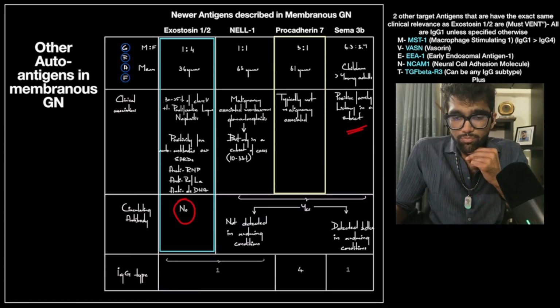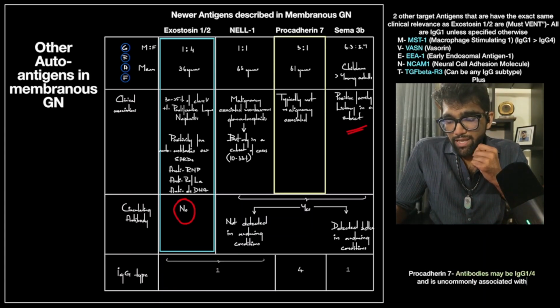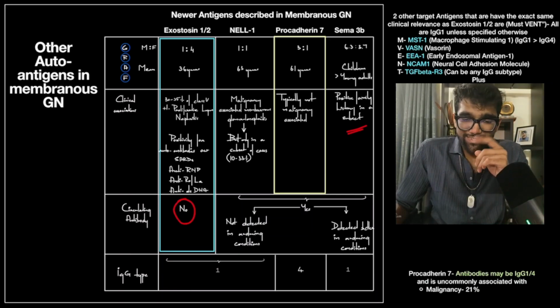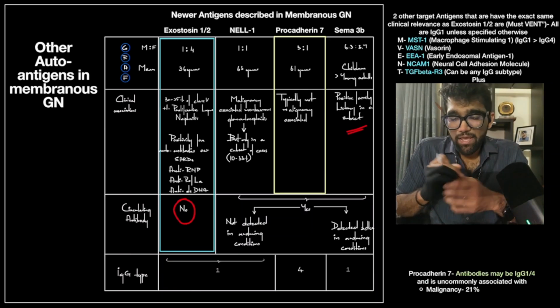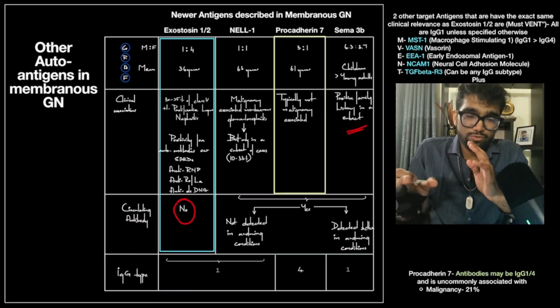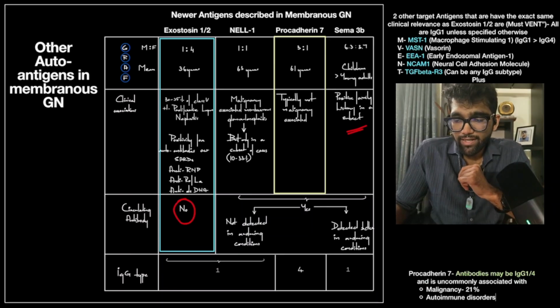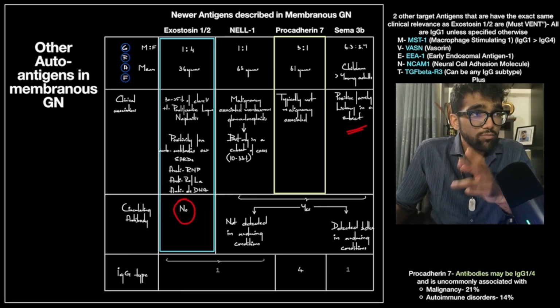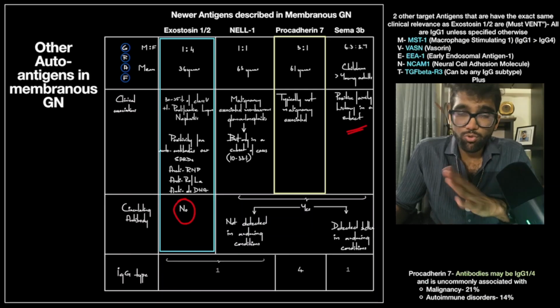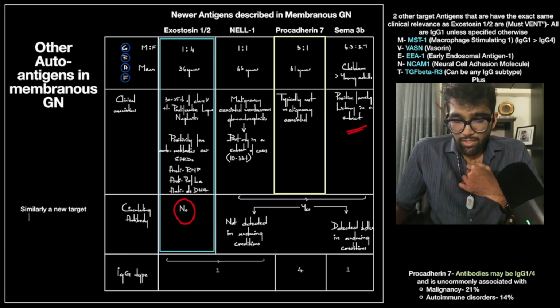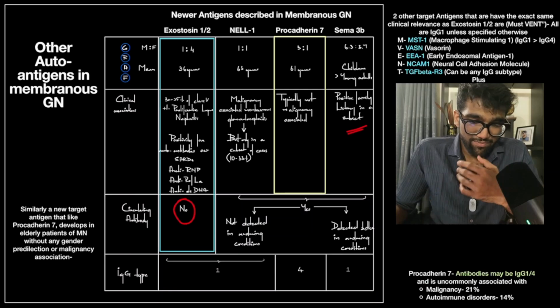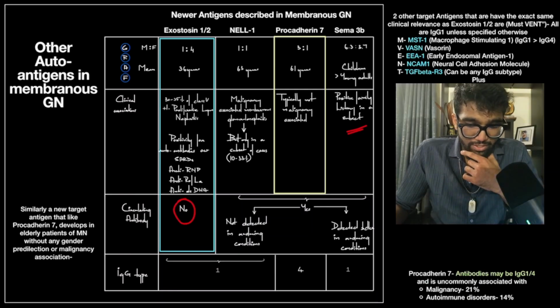Okay. Now, procalcitonin 7 antibodies may be IgG4 and IgG1 or IgG4, and it is commonly associated with malignancy, which is in 21% of cases. Now, I just said that it is not associated with malignancy, okay, but sometimes it is. So, it is less so, and the death knell, that is NEL1 antibody positivity, it is in 21% cases, it is associated with that, and autoimmune disorders are associated with procalcitonin 7 antibody positivity in 14% of procalcitonin 7 antibody positive patients. Okay. Again, I said a lot of facts, and you can just maybe take a screenshot of this and recall it. Again, they like to ask you factual questions, so what can I do?